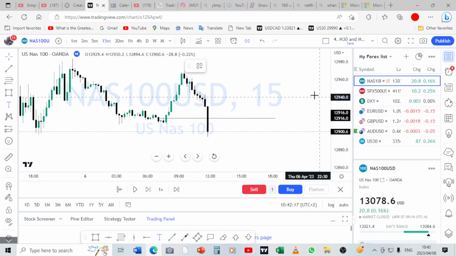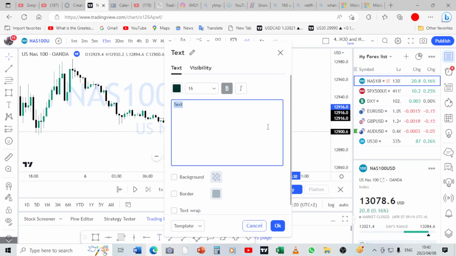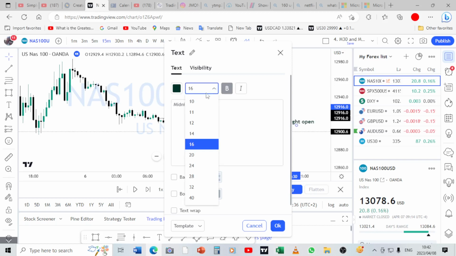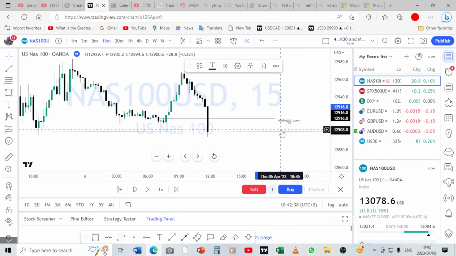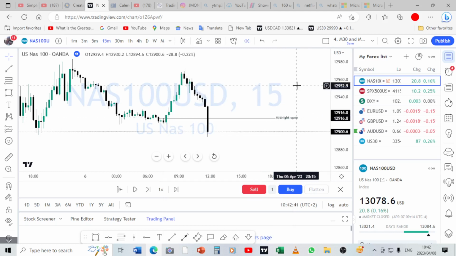Sorry guys. I was just trying to get rid of my keyboard. What am I doing? Midnight open. We need to identify our midnight open. We got our midnight open right here.